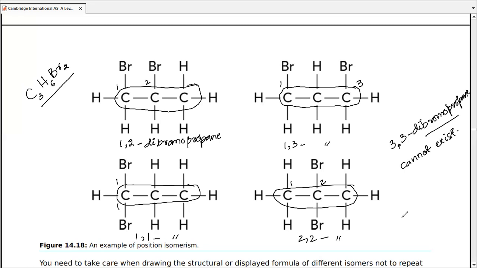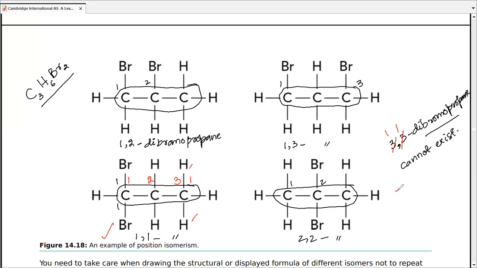Okay, let me number it for you. And this time I'm going to use a different color so that it's easier for me to explain. Now, if I number it 1, 2, 3 this way, in that case, the bromine has to be here and here instead of hydrogen. Now, if the bromines are here, I'm supposed to start numbering from this side. So actually, 3,3-dibromopropane can exist, but that won't be the right name. The right name would be then 1,1-dibromopropane. And that already exists. This is 1,1-dibromopropane.